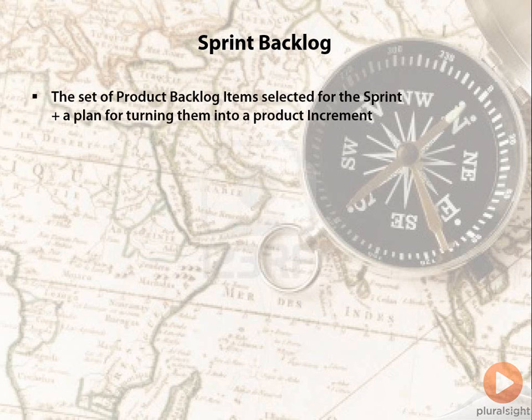The formal definition of a sprint backlog is this: the set of product backlog items that have been selected to be delivered in the current sprint, plus a plan for turning those things from desirements into working software delivered in an increment.